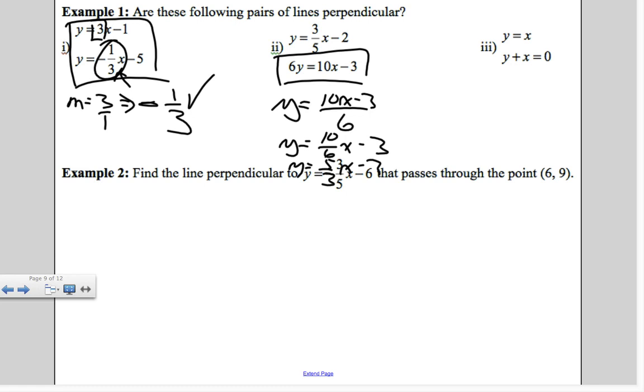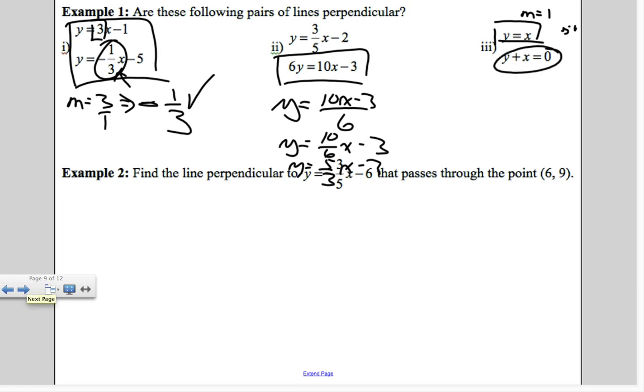Last one, are these two, do you have a question, Jenny? Are these two, number 3, perpendicular? No, they're not, because they're both positive. No, wait, it is, because x is on the other side. Is that in slope intercept form, y equals mx plus b? What's the slope here? 1. What's the y-intercept? 0.